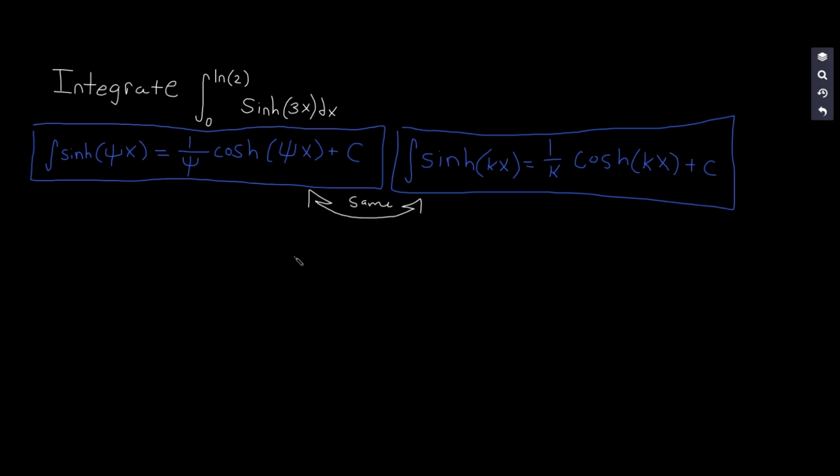Now, enough talking about the formula. Let's actually apply it. Note how there's a 3 right here. Thus, when we integrate it, that 3 is going to come down, and we're going to have 1/3 cosh of 3x. And then we're going to be integrating from 0 to the natural log of 2. Now we shall apply the fundamental theorem of calculus part 2.